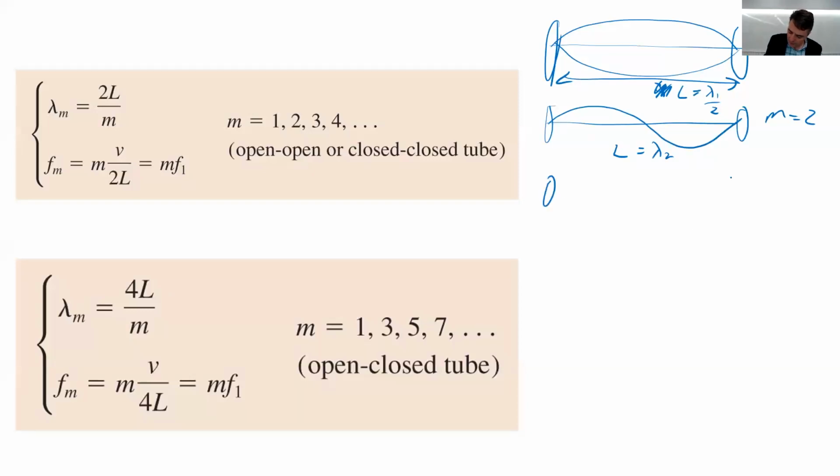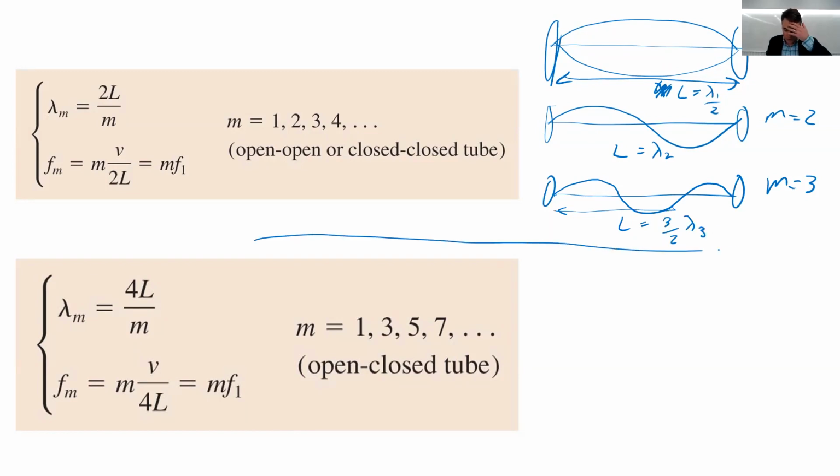And then you can also have m equals 3, where you've got, it's a little hard to draw, something like that. So this length is equal to 3 halves of the wavelength lambda 3. So that's open.